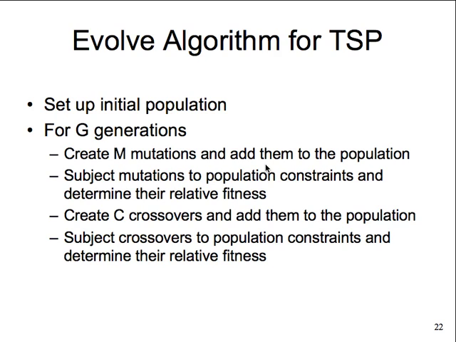Subject the mutations to the population constraints and determine their relative fitness, and drop out the ones that don't stand up, the weaker solutions. Create C crossovers, and then add them to the population. This is pretty much a description of what you're doing. And then subject the crossovers to population constraints and determine their relative fitness. It's all about the fitness, and the fitness is the shortest distance.